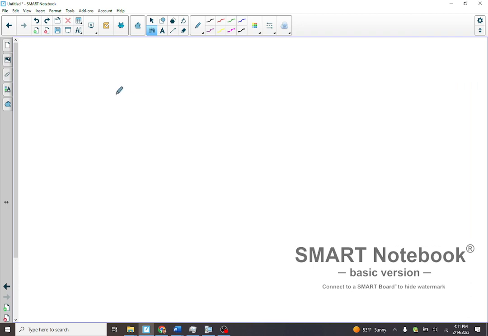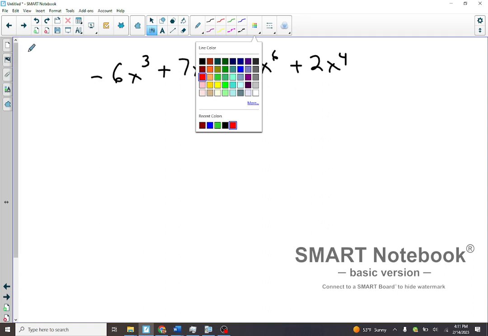This one, determine the end behavior. If you remember this part. So let's say negative 6x to the third plus 7x minus 8x to the 6 plus, I don't know, 2x to the 4. This is all random. So this is end behavior.